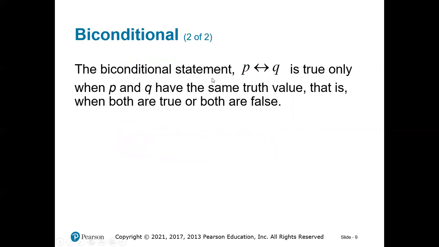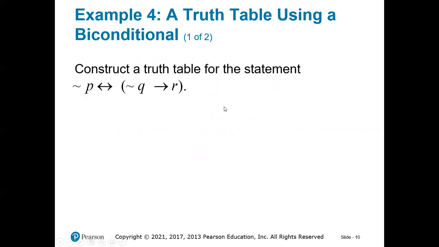So as you can see, the biconditional statement P if and only if Q is true only when P and Q have the same truth value. That is, both of them are true or both of them are false. That's exactly what I said.